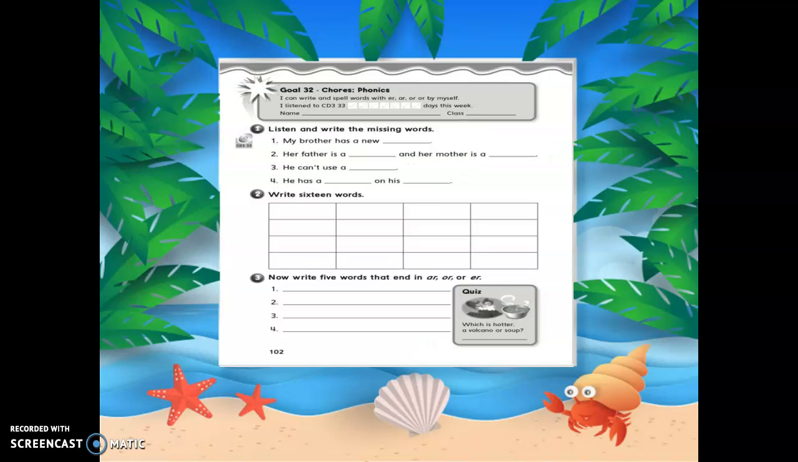Now, listen and write the missing words. My brother has a new car. Her father is a doctor and her mother is a teacher. He can't use a computer, for he has a horse on his farm. Here, girls, you have to write some words that end with ER. Then write the words that end with AR, OR, and ER here, okay?